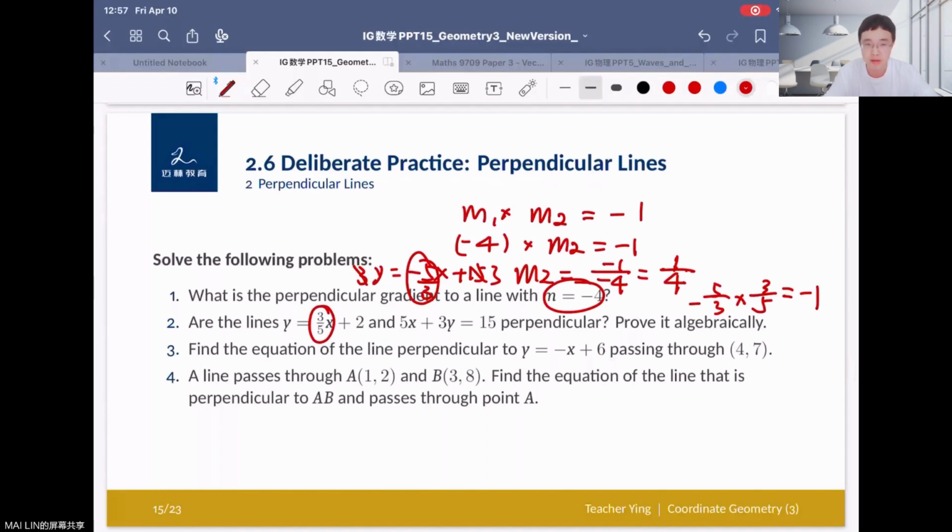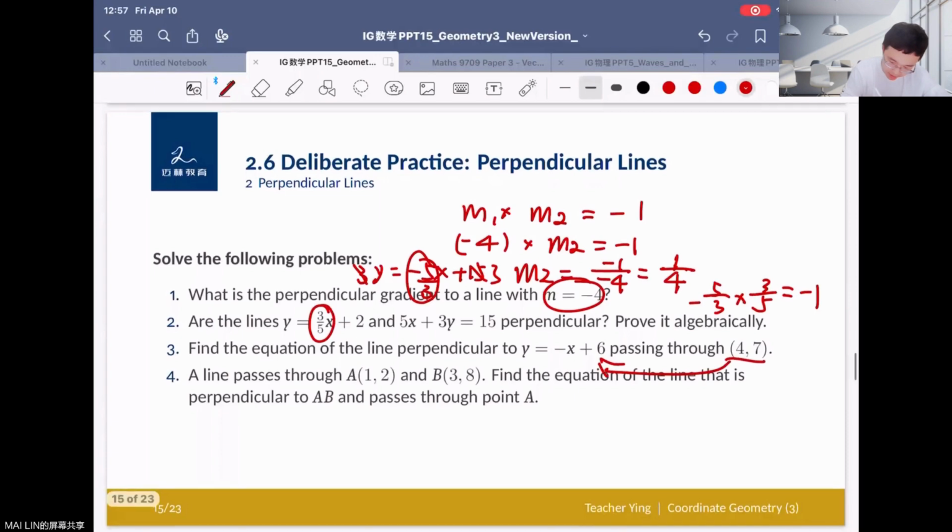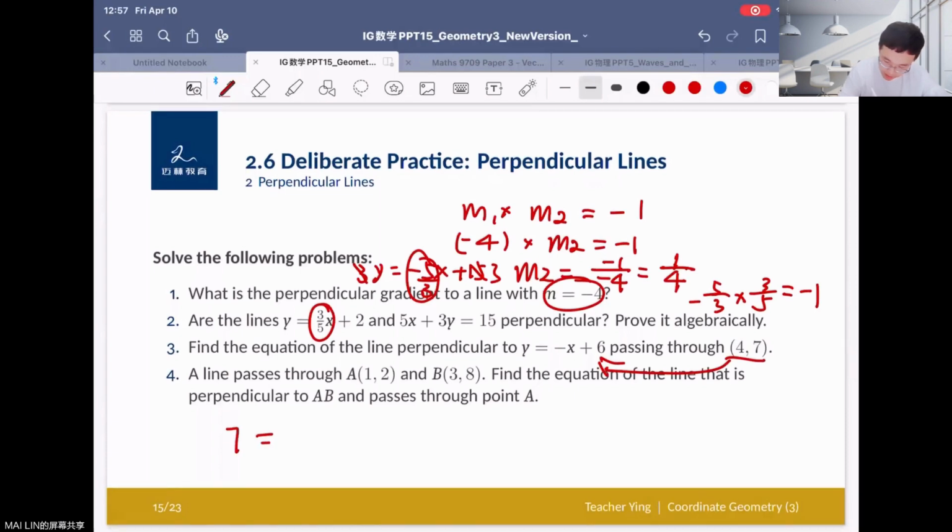And for the third problem, find the equation of the line perpendicular to y equals negative x plus 6 and passing through 4, 7, right? Okay, so here you can put 4, 7 into the lines. But here, this is a point on the new line, right? So first, gradient times gradient is negative 1, because they are perpendicular lines, and the gradient equals 1.